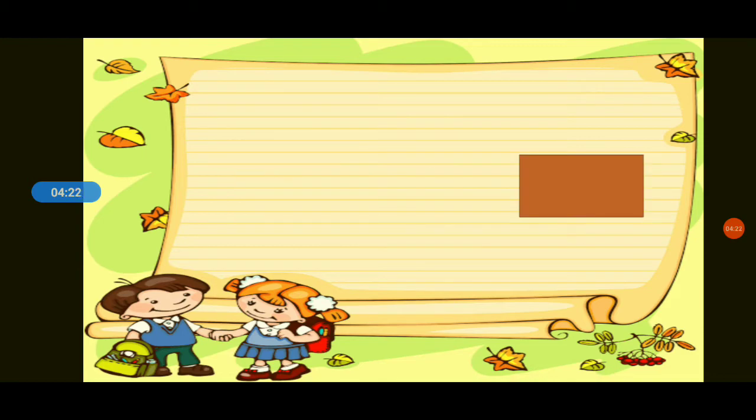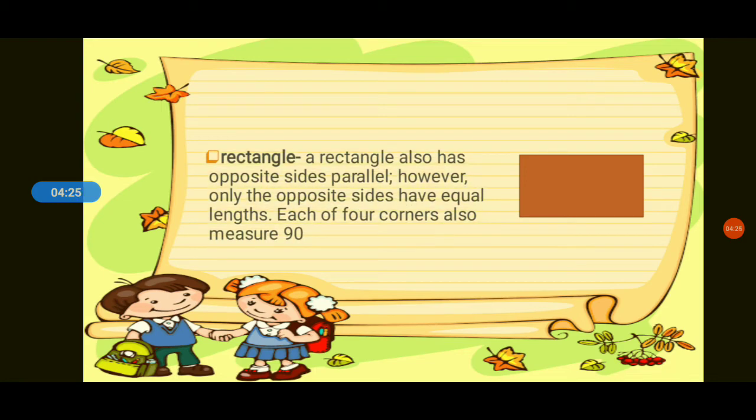Next, we have this figure. This figure is called a rectangle. A rectangle also has opposite sides parallel. However, only the opposite sides have equal length. Each of the 4 corners also measures 90 degrees. Okay? So that is a rectangle. If you see a figure like that, then that figure is called a rectangle. Do you understand?